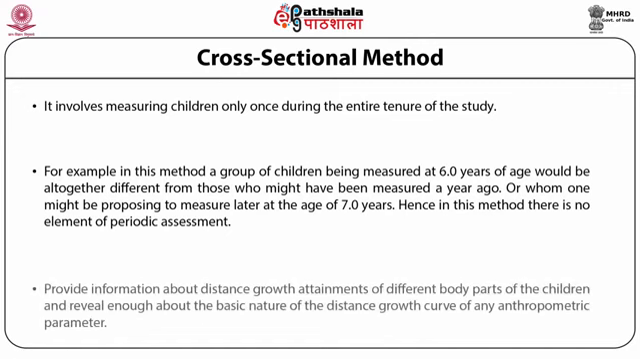Cross-sectional surveys provide information about distance growth attainments of different body parts of the children and reveal enough about the basic nature of the distance growth curve of any anthropometric parameter. In making cross-sectional standards, the number of children measured in each age group should be approximately proportional to the rate at which growth is taking place. Thus, about 3 times as many children should be measured in the first year after birth as at age 8 to 9 years.